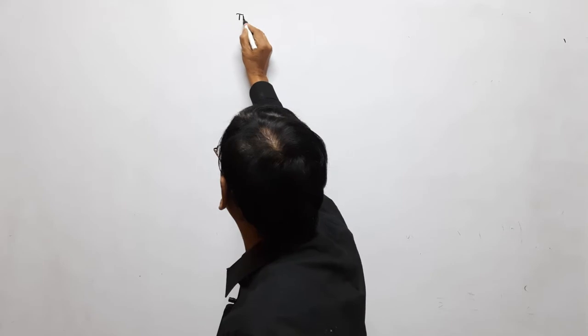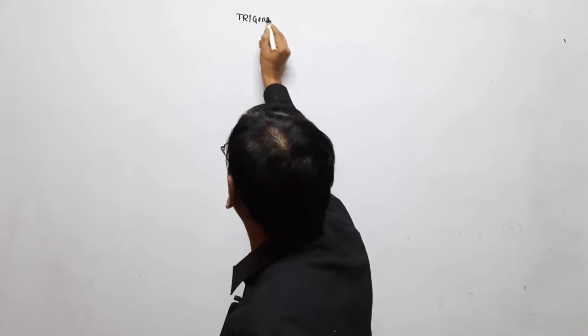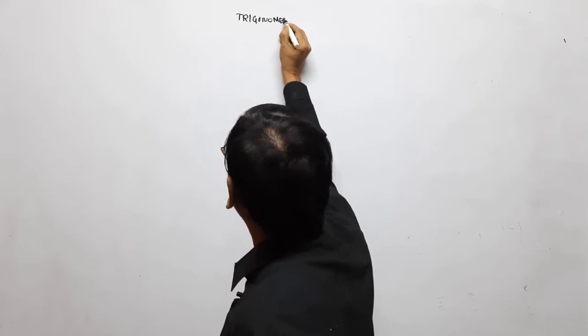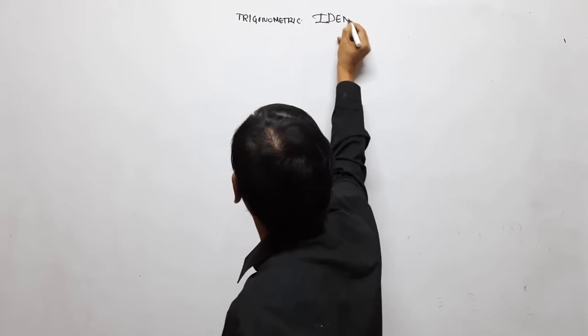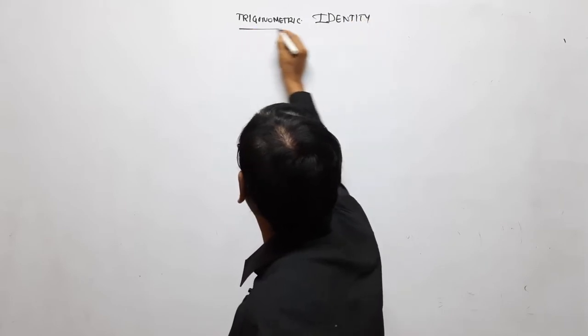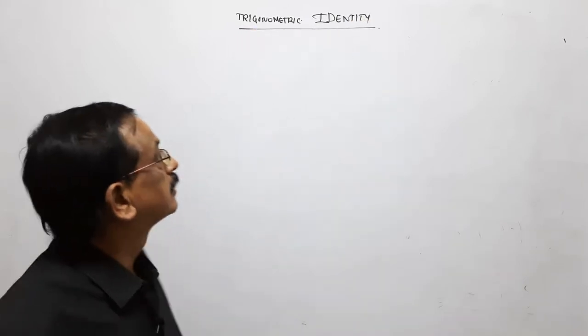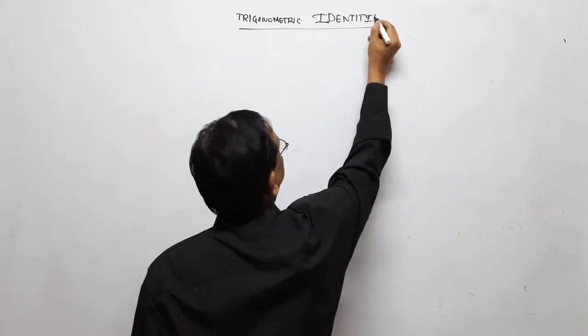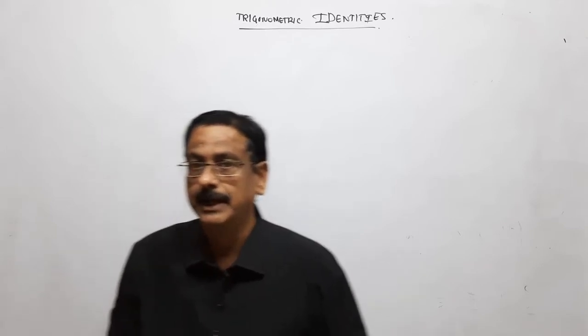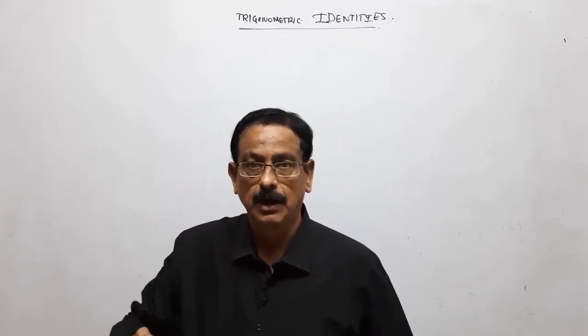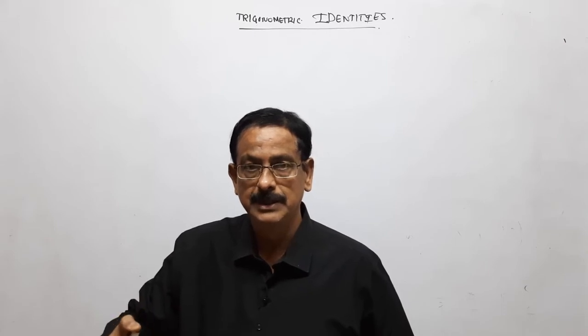This lecture is meant for trigonometric identities. Trigonometric identities. Simply I am talking about trigonometry, so it is trigonometric identities. What does it mean? I have certain identities relating sine, cos, tan, cosecant, secant and cot.